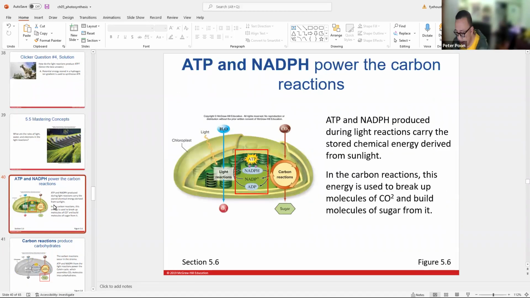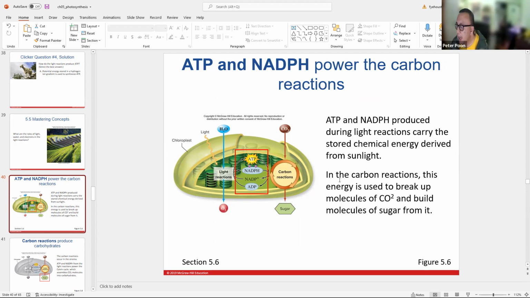Okay, so in the last part, the last thing we ended with was the making of ATP and NADPH. The light reactions are the energy capture reactions. Now I have ATP and NADPH, two high-powered energy molecules that I can use to do things with. So ATP and NADPH are produced during the light reactions.